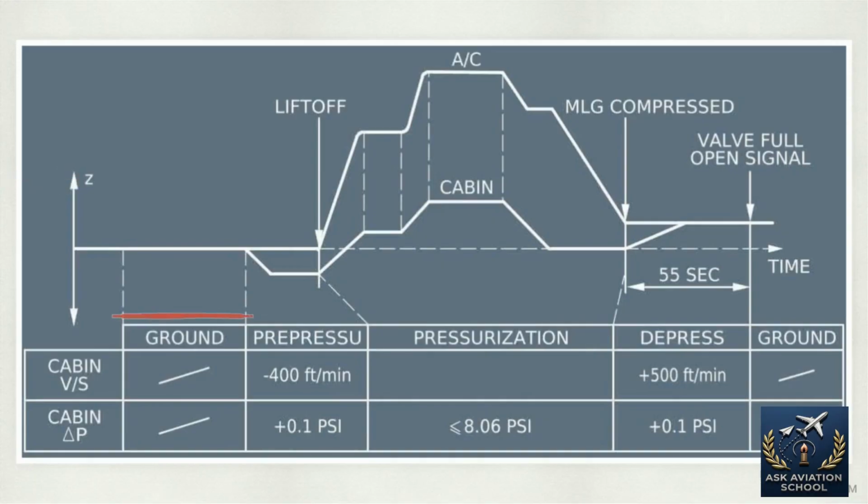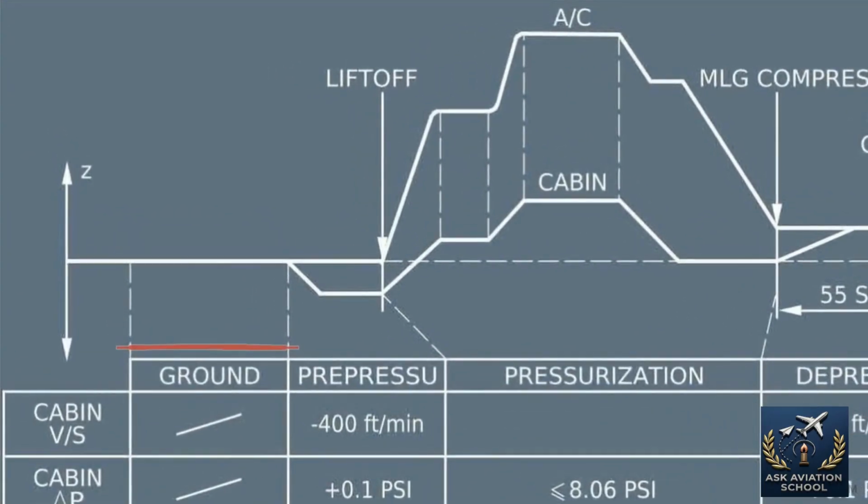In the ground phase, before takeoff, the outflow valve is fully open. Driven by the ground function or the residual pressure control unit, this guarantees there is zero residual pressure inside the cabin while the doors are open. During the takeoff phase, pre-pressurization begins. As the throttles advance, the system pushes the cabin down at 400 feet per minute until it reaches positive 0.1 psi. This locks the cabin in tight and prevents a sudden pressure surge when the aircraft rotates.